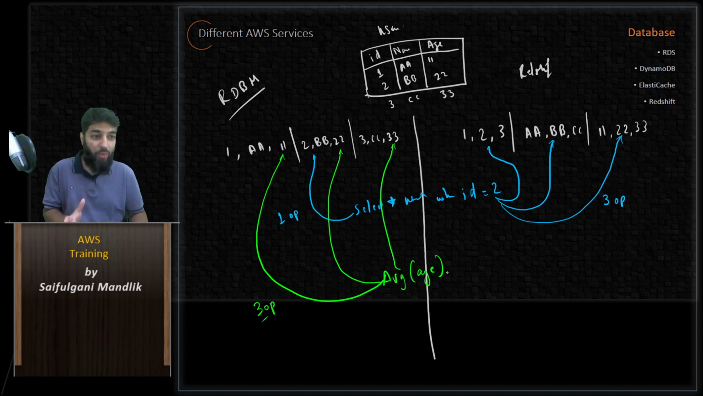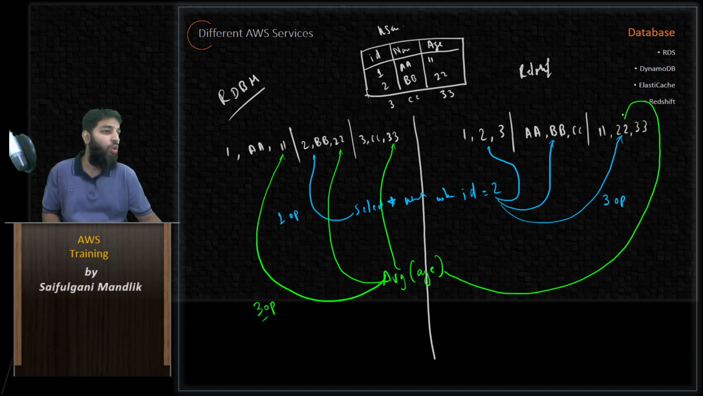Now if the same column-based query has to execute in Redshift, what will happen? Just one read operation. It will retrieve all the data of this column and then perform the average. So just one operation. So you see the advantage? Column-based queries would run much faster in Redshift compared to other RDBMSs.